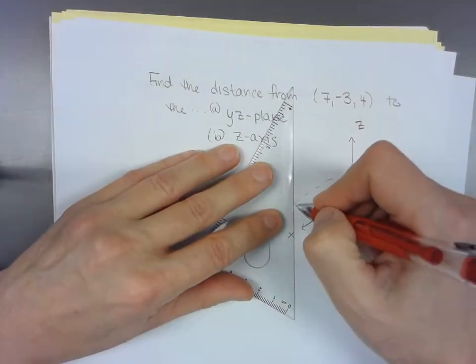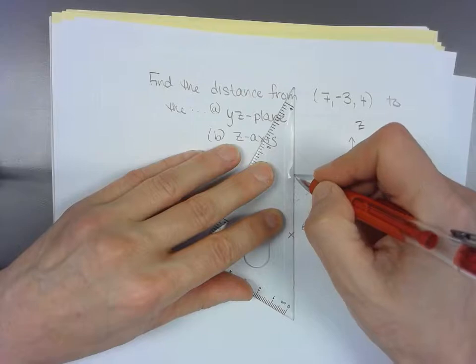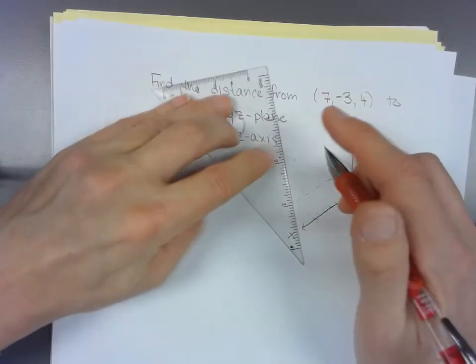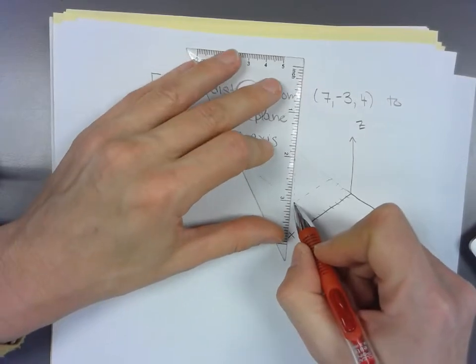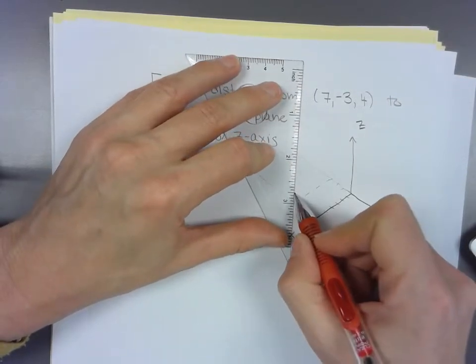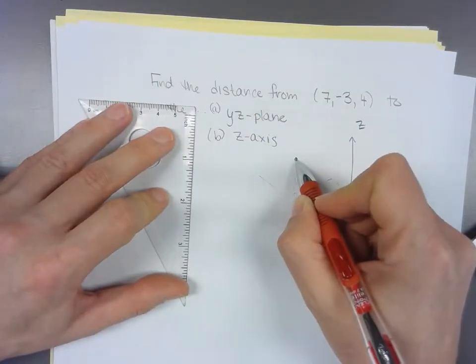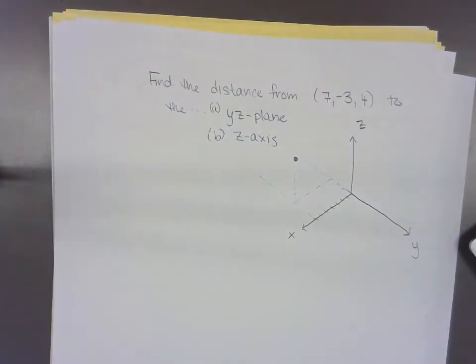So go straight up 4 units. I'm just going to go from this point on the floor. 1, 2, 3, 4. Okay, so there is that point.